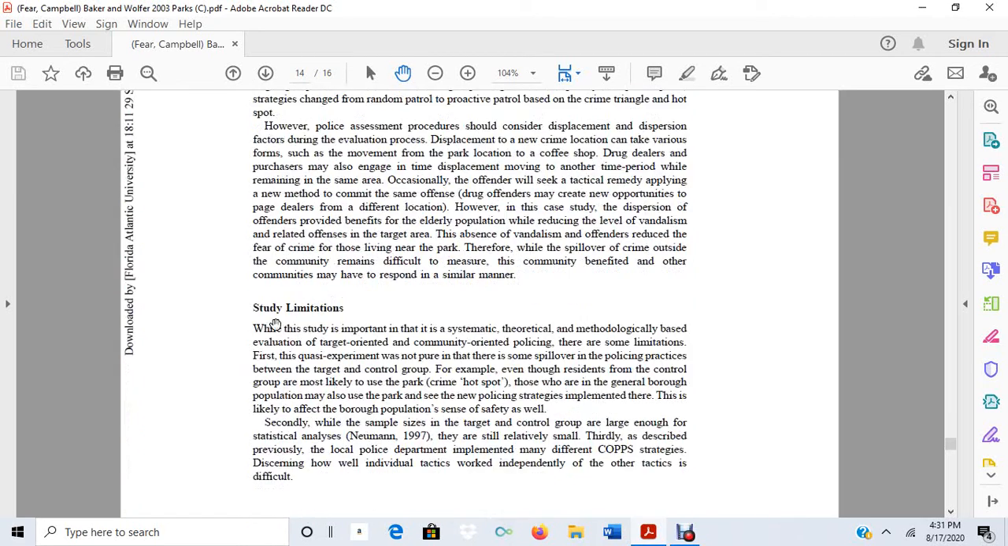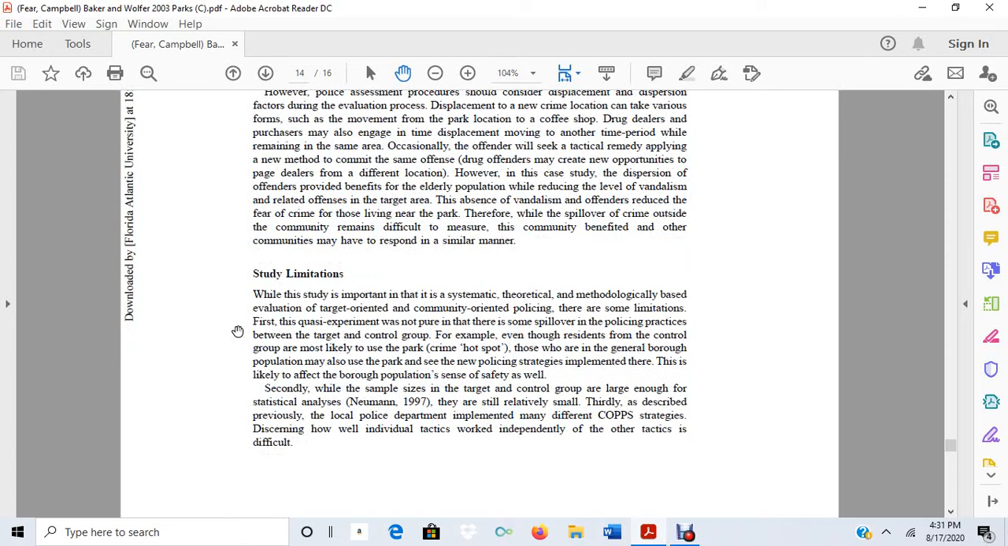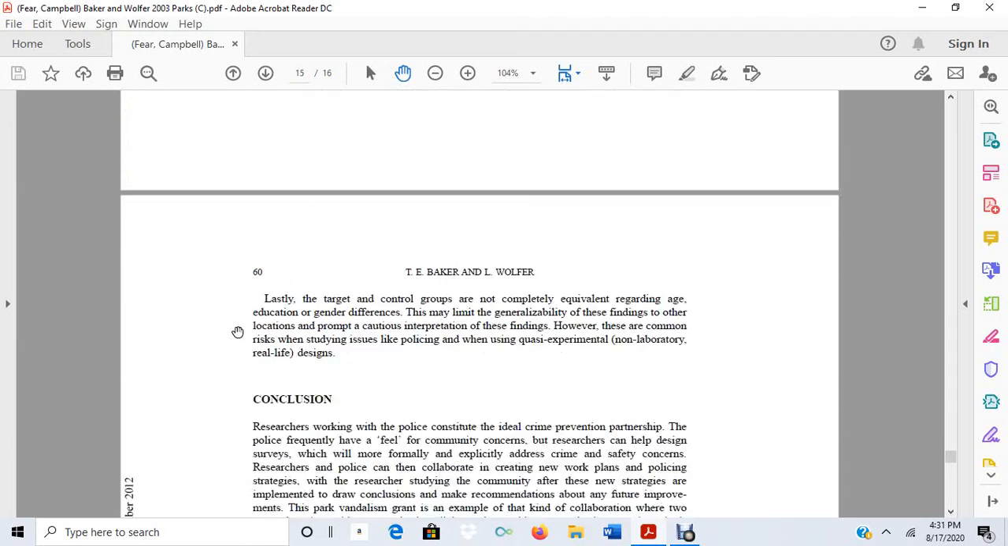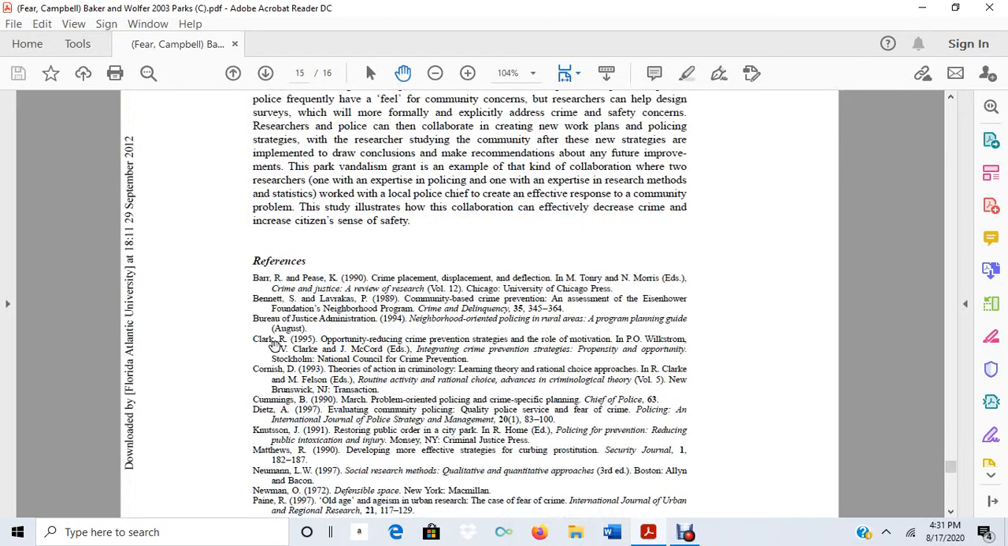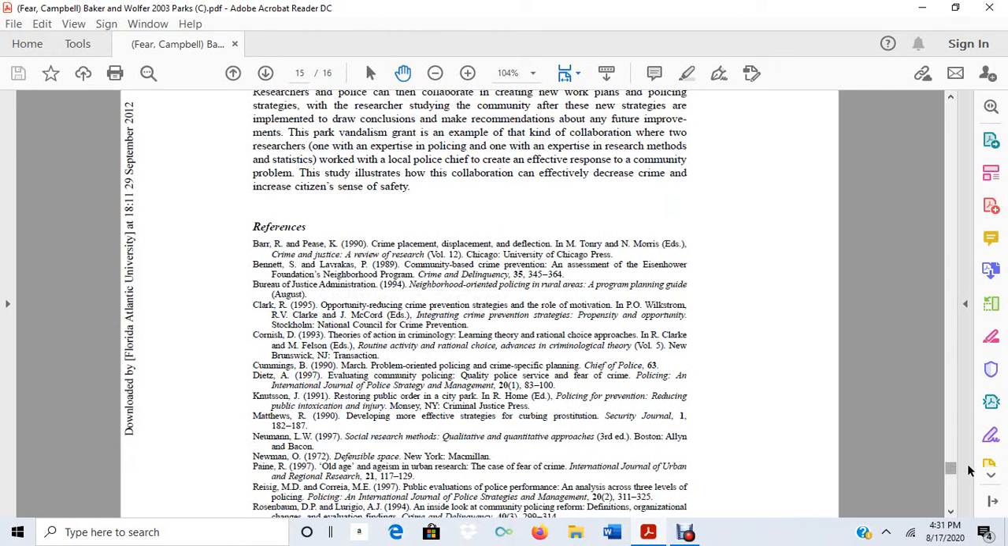Study limitations. Some articles will have a section where they describe limitations of the study, and so these are some problems that they ran into methodologically in the study. And sometimes these actually will have suggestions for future research, things that can be done to improve upon this study if someone else wants to replicate it. And then they have a conclusion where they just wrap up overall their findings. And then we get into the references, and these are all the other papers and books that they cited in this particular article. And that's pretty much it.